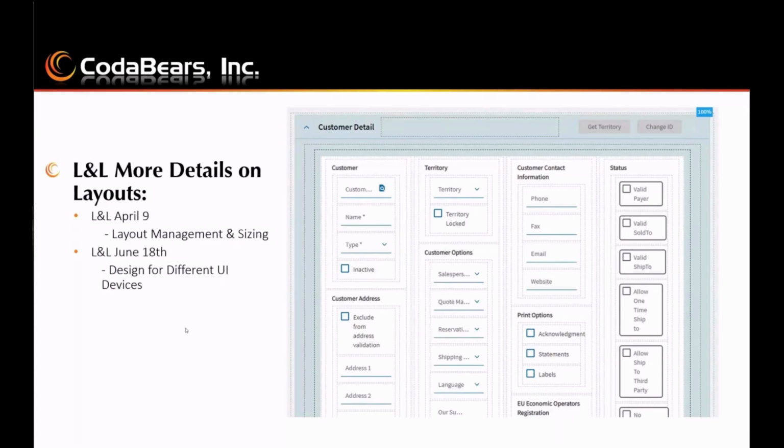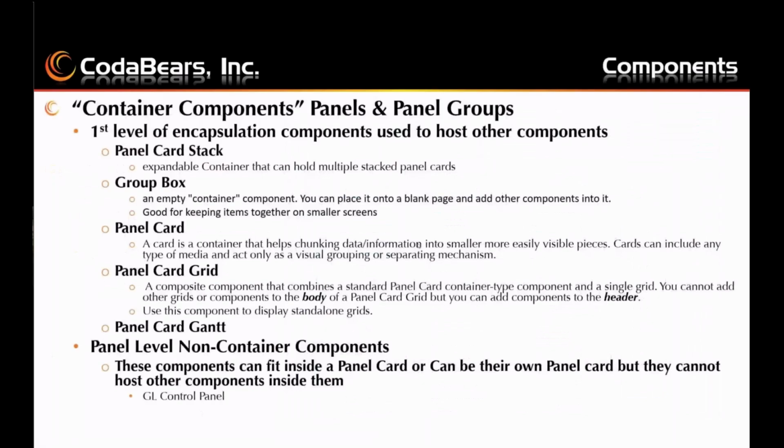And as you can see here, this is that customer. So this is the customer detail of customer entry. This is what it looks like on the Application Studio side. Okay, so let's first talk about that first level of encapsulation. You need to have a container component to start. So a container component is a panel or a group box.